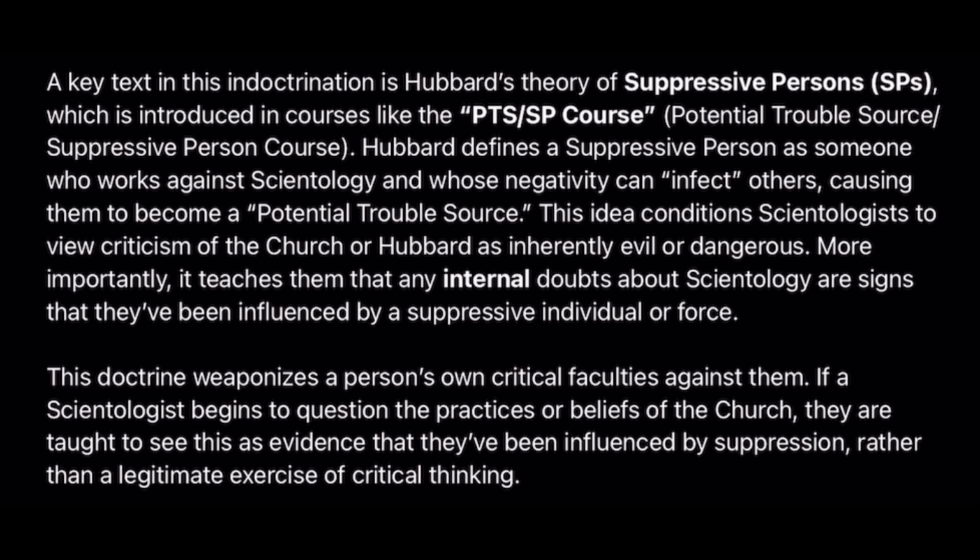This idea conditions Scientologists to view criticism of the church or Hubbard as inherently evil or dangerous. More importantly, it teaches them that any internal doubts about Scientology are signs that they've been influenced by a suppressive individual or force. This doctrine weaponizes a person's own critical faculties against them. If a Scientologist begins to question the practices or beliefs of the church, they are taught to see this as evidence that they've been influenced by suppression, rather than a legitimate exercise of critical thinking.